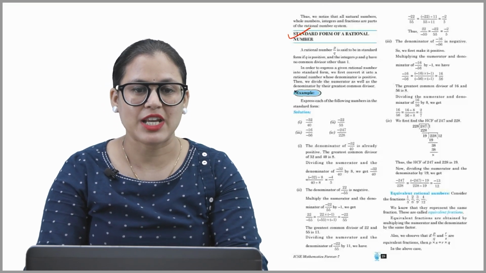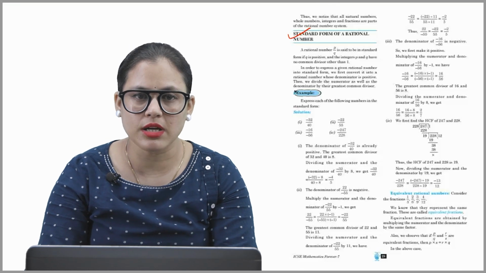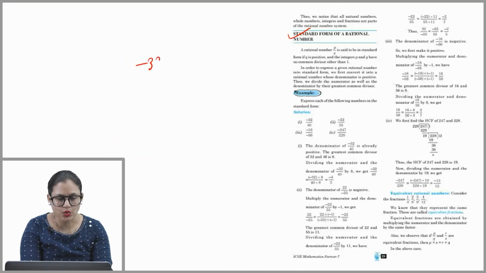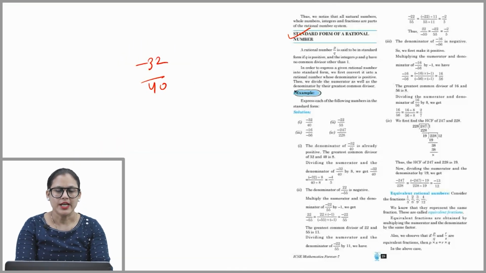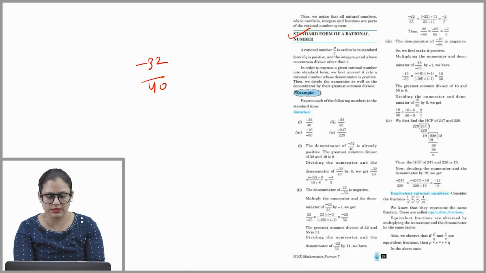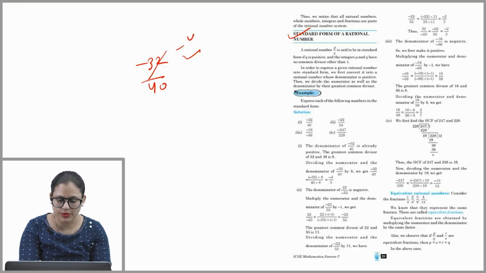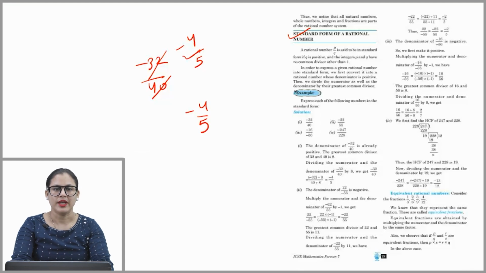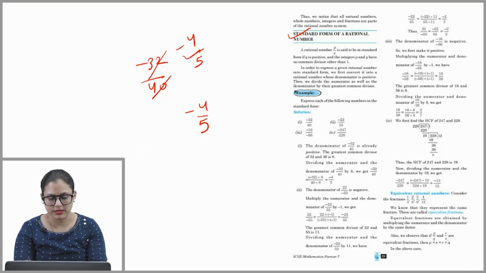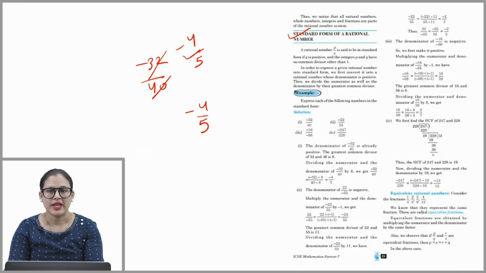Example: express each of the following numbers in the standard form. Minus 32 by 40. The denominator of this rational number is already positive, and the greatest common divisor of 32 and 40 is what? 8. 8 4s are 32, 8 5s are 40. So, minus 4 by 5 is the standard form of minus 32 by 40, right?